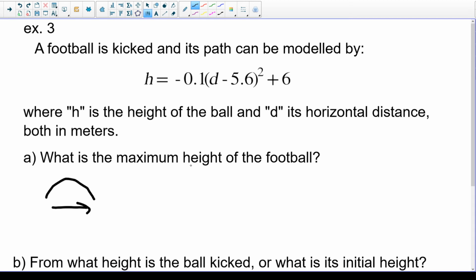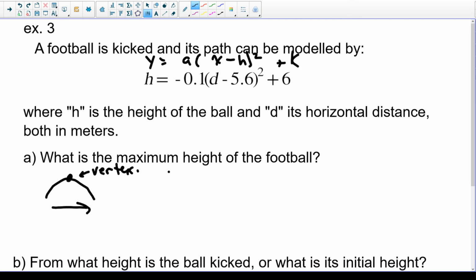So what is the maximum height of the football? Well, the maximum height is right here. But what do we call that point on a parabola? That point is called the vertex. So if I had a way of finding the vertex, I could answer this question very easily. But I do have a way of finding the vertex. This is in vertex form, right? This is in the form y = a(x - h)² + k.